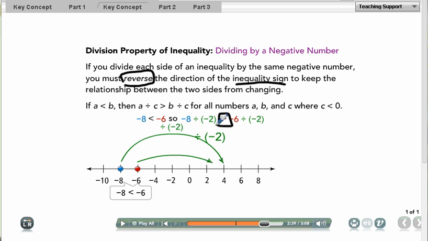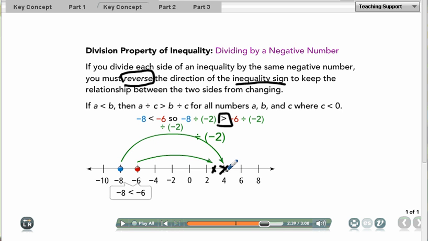If I have negative 8 divided by negative 2, negative divided by a negative is positive. 8 divided by 2 is 4. So this is going to become my new half of this answer. Well, then if I have negative 6 divided by negative 2, again, that's a positive, and 6 divided by 2 is going to be 3.